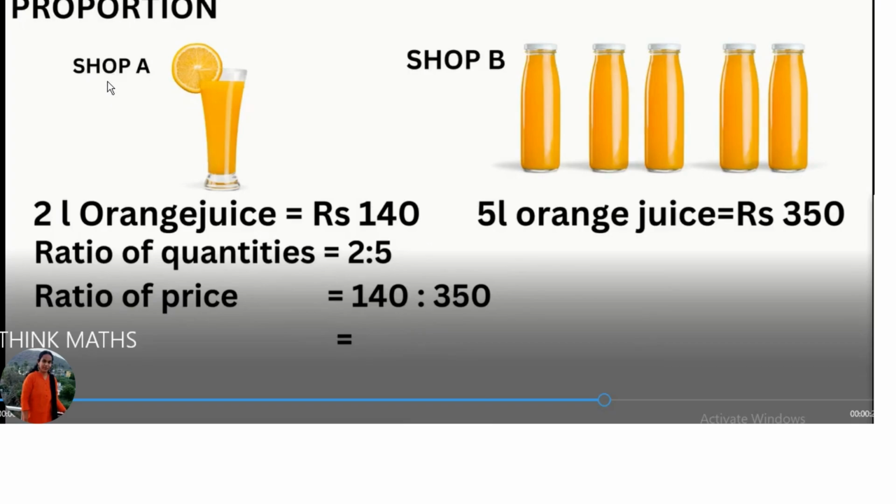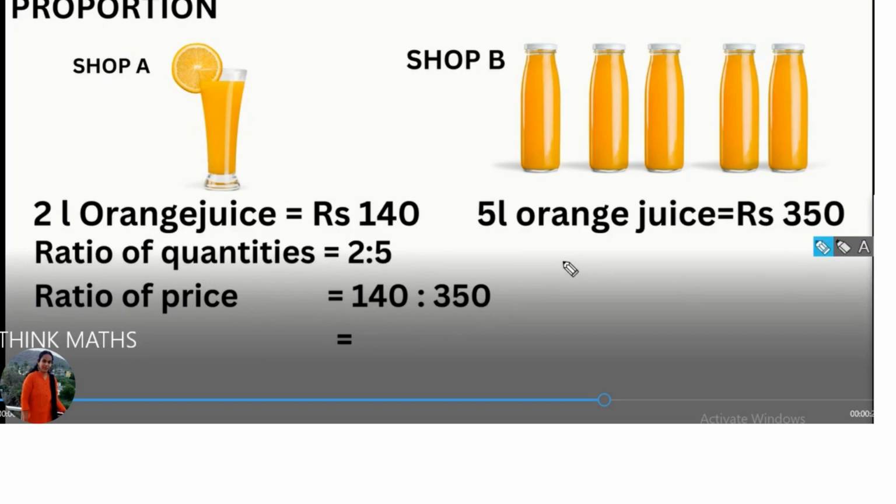So shop A. In shop A, 2 liters of orange juice is rupees 140. Okay. So in shop B, 5 liters of orange juice is rupees 350. So we have to check the proportion. That is, we have to compare the ratios. So ratio of quantities, how much? 2:5. We have to compare the ratio with this price. So the price value is 140 is to 350.